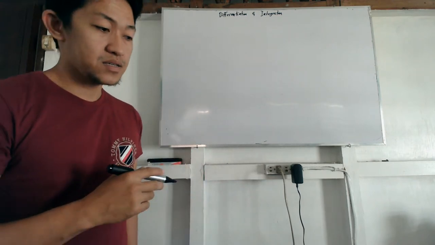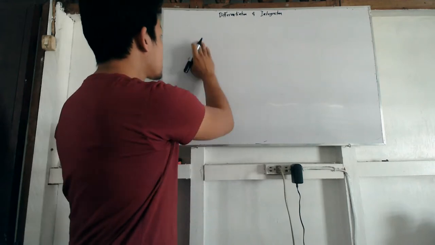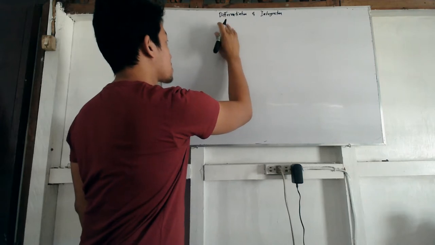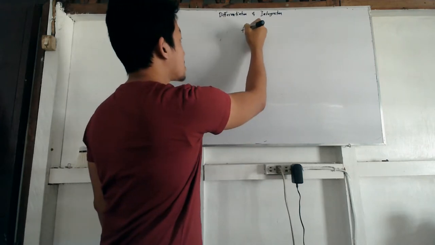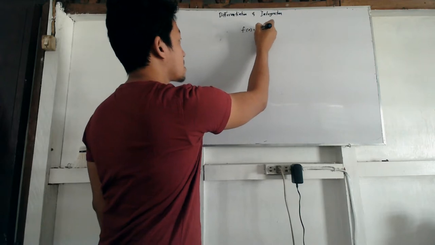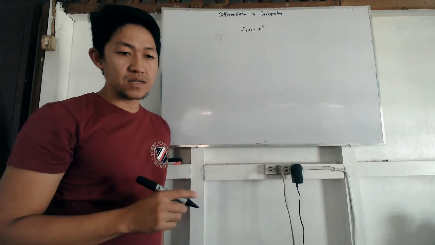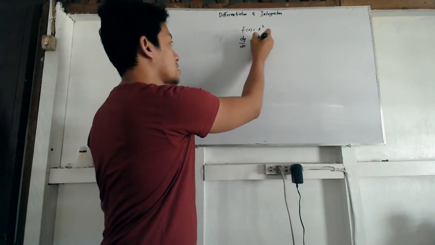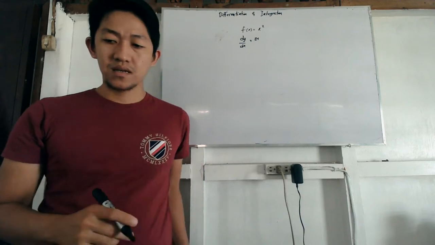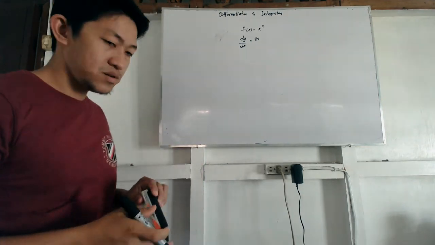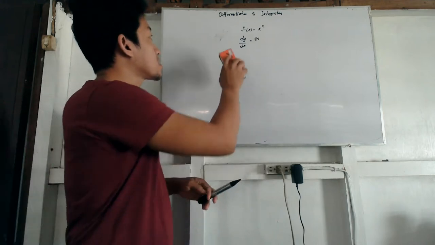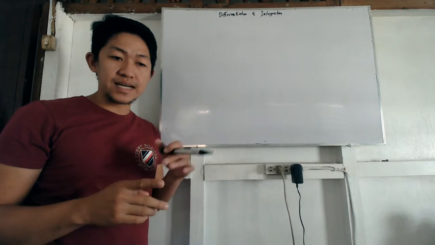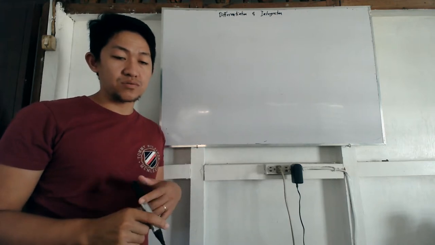Okay? So, if you recall, the derivative of, for example, you have a function x squared. So, the derivative of that one, with respect to x, is 2x. Okay? So, derivative and integral, which is one of the topics in calculus.